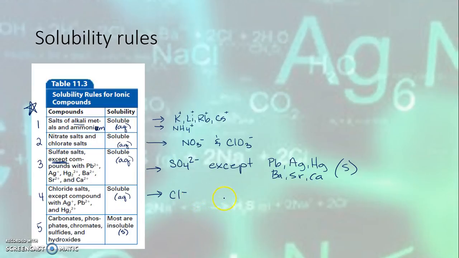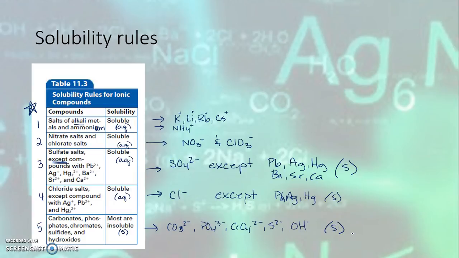All right, chloride salts, which means that it has Cl, chloride. Those are going to be aqueous unless it has one of the 3 horsemen: lead, silver, and mercury. Those would be solids. Notice how lead, silver, and mercury are always solids, right? Yes. Okay, and then for the last ones, we have the carbonates, CO3s, the phosphates, the chromates, the sulfides, and the hydroxides. These are all going to be soluble.